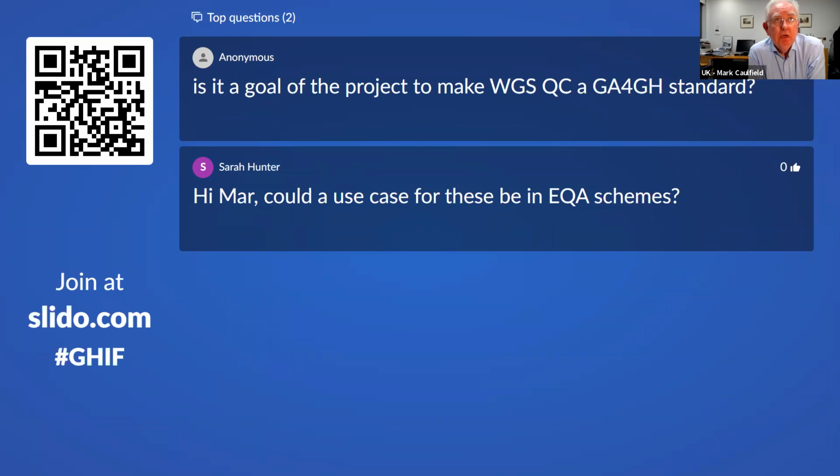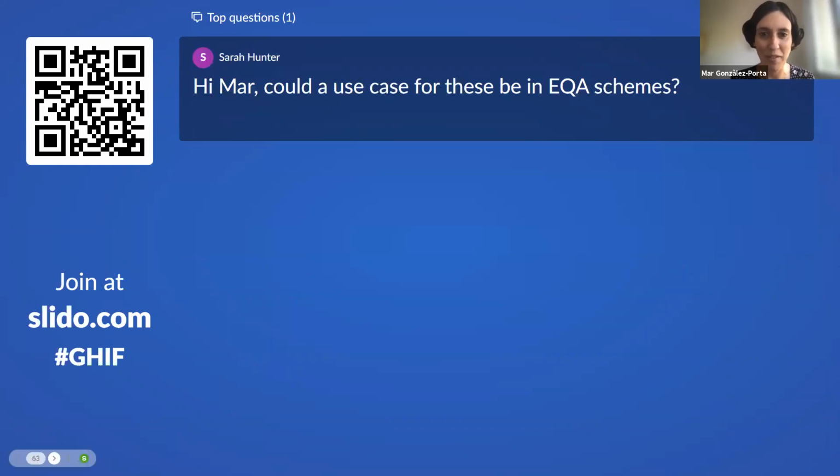Oliver, could a use case for these be an EQA scheme? Absolutely. That's very much one of the use cases that we've been discussing. In fact, the comparison with U-Formatics has been very much motivated by EQA schemes. They have a lot of experience in running those and have also run through lots of challenges when it comes to comparing results from many different participants.